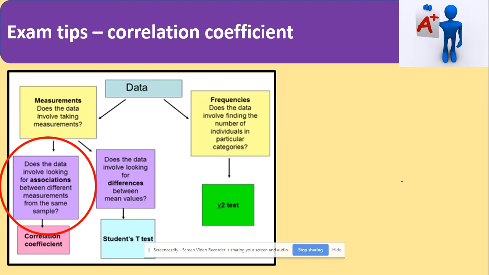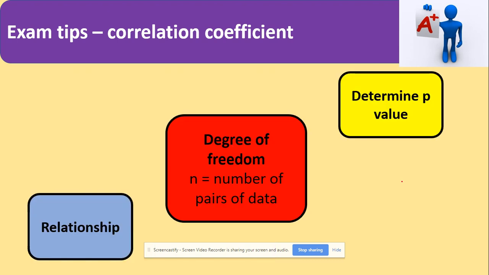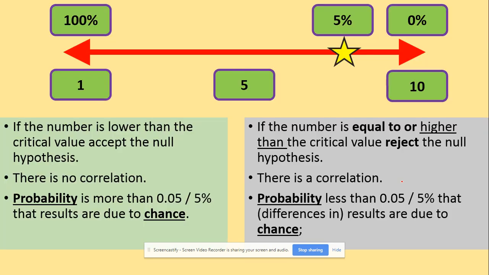So another test that we've got is a correlation coefficient, and this is when you are looking at the associations between different measurements. So here we're looking at the relationships. For the degrees of freedom, n stands for the number of pairs of data, and again you need to work out the r and compare it to the critical value.